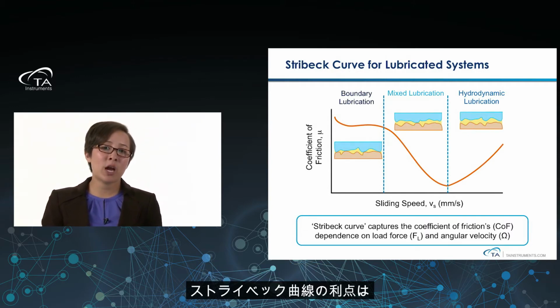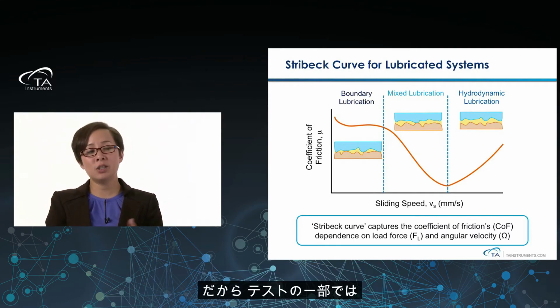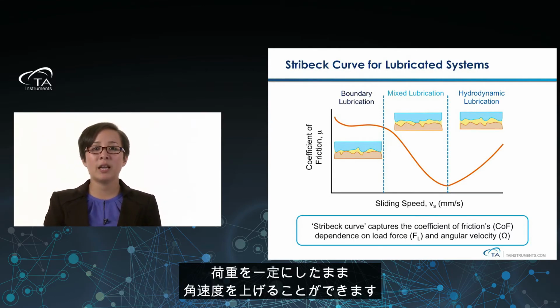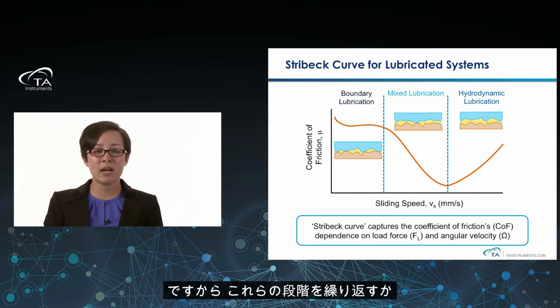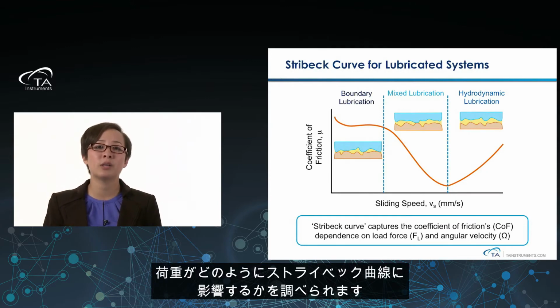But the benefit of the Stribeck curve is that it really captures the coefficient of friction's dependence on load force and angular velocity. So one of these tests you can perform just by increasing the angular velocity at a constant load force. And you could repeat this test at different load forces to see how the load force changes or shifts your Stribeck curve.